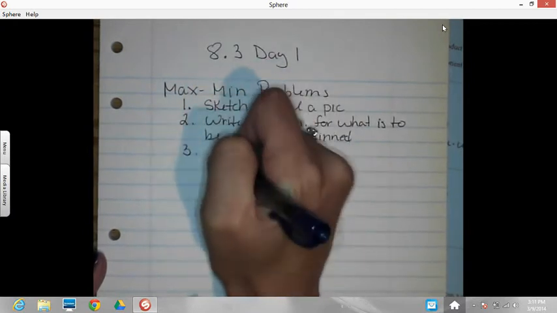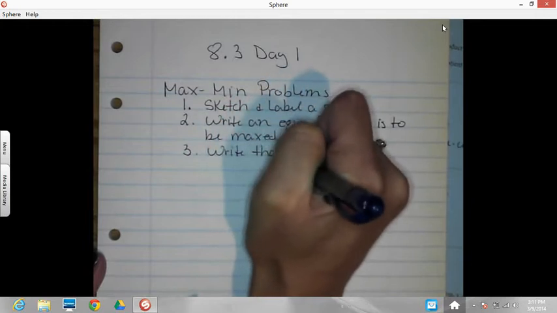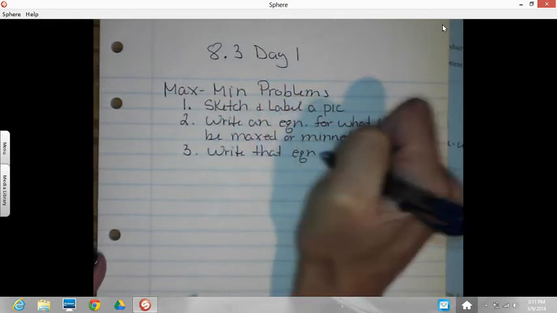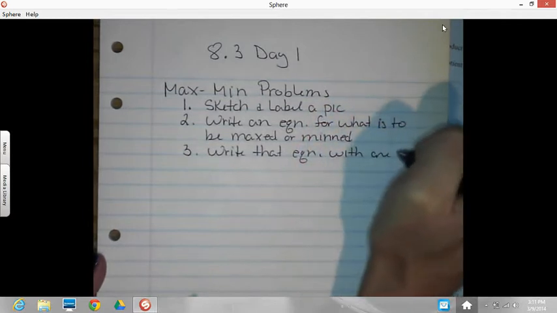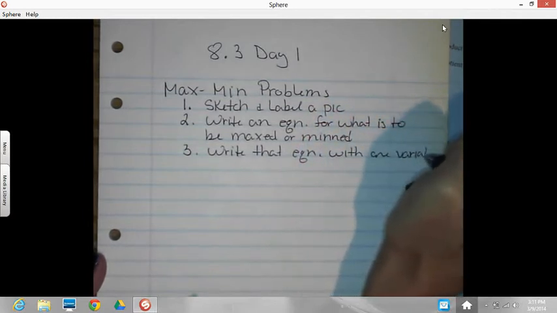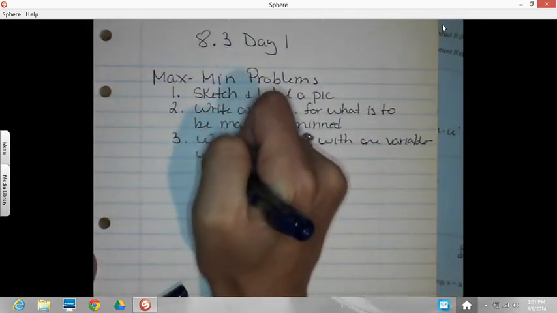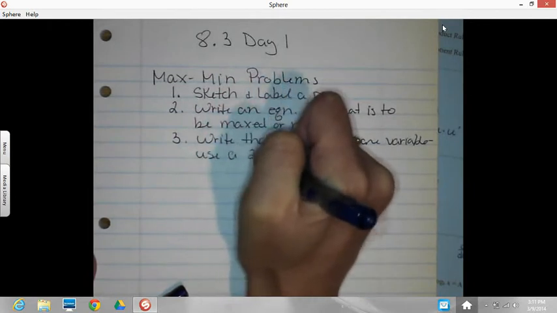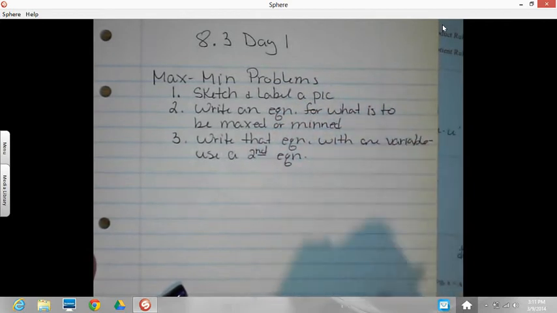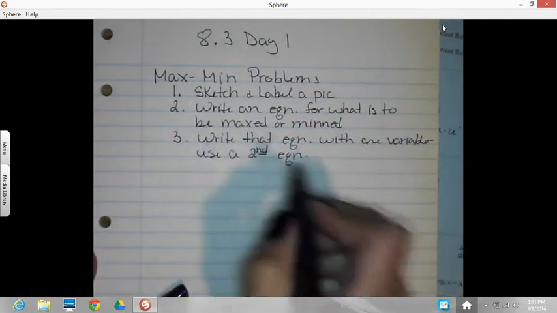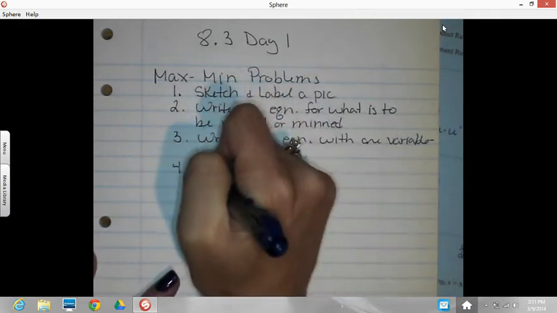Then write that equation with one variable. And you're going to do that by using a second equation. And you'll understand that when we actually get into one. Okay, after you've done that, this fourth step says you have to identify a reasonable domain.